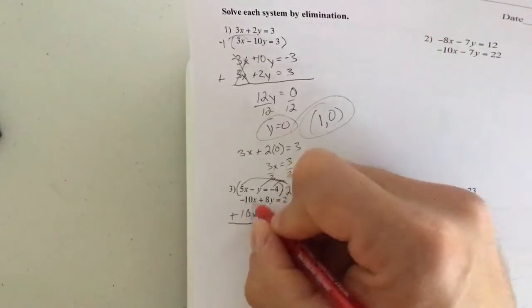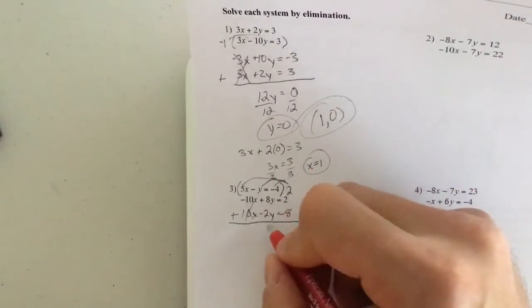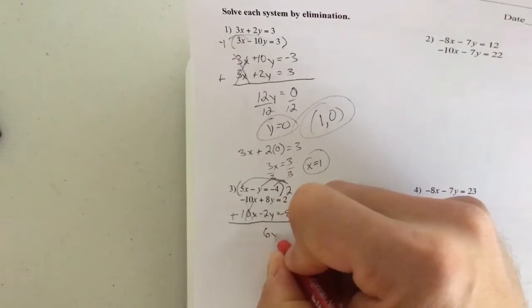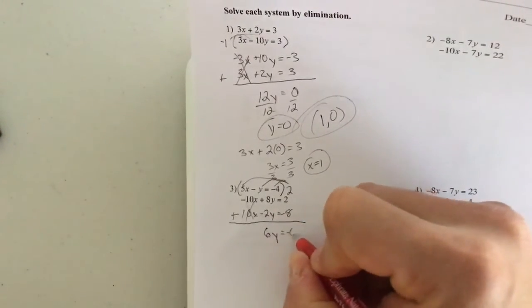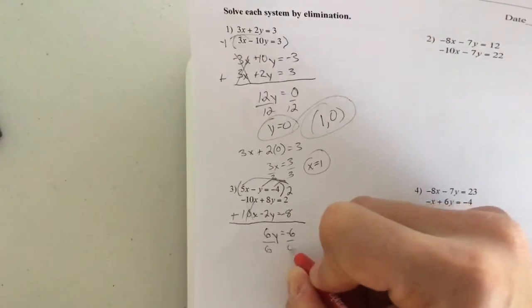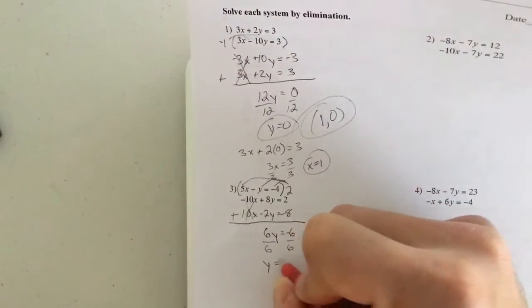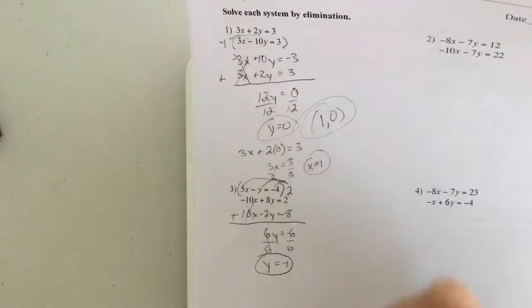Negative 10, positive 10, those cancel. Positive 8, negative 2, that gives us 6y. And then 2 plus negative 8, that gives me a negative 6. Divide both sides by 6. Y is negative 1. Hey, I'm liking how this is looking. Then plug that back in.